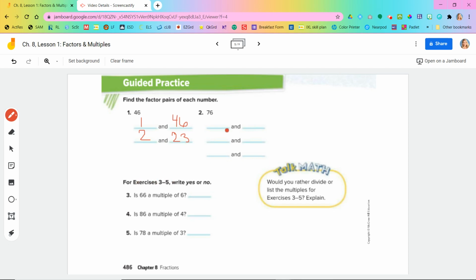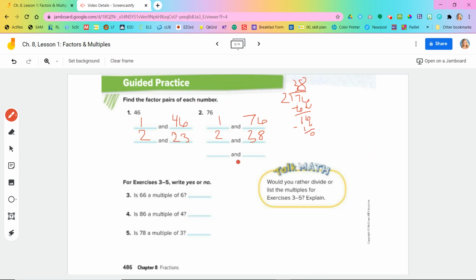All right, now let's do the same for 76. Let's find its factor pairs. So I have 1 and 76. I'm going to move to 2. I know 2 will work because 76 is even. Now this one's a little tougher, but you could probably still do this one in your head. You know that 2 times 3 is 6, and that leaves me with 1 left over, so I get 16, and 2 times 8 gets me to 16. So 2 times 38 is a factor pair of 76.